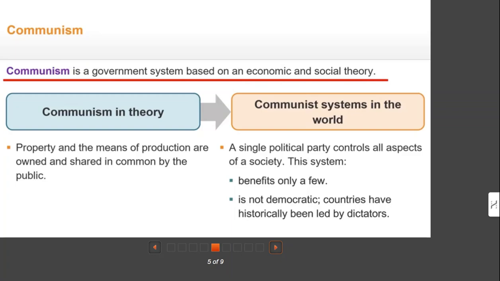In a communist system, in theory, property and the means of production are owned and shared in common by the public. However, communism has not been practiced this way. In countries with communist rule, power is concentrated in a single political party that controls all aspects of society, especially the economy and the government.